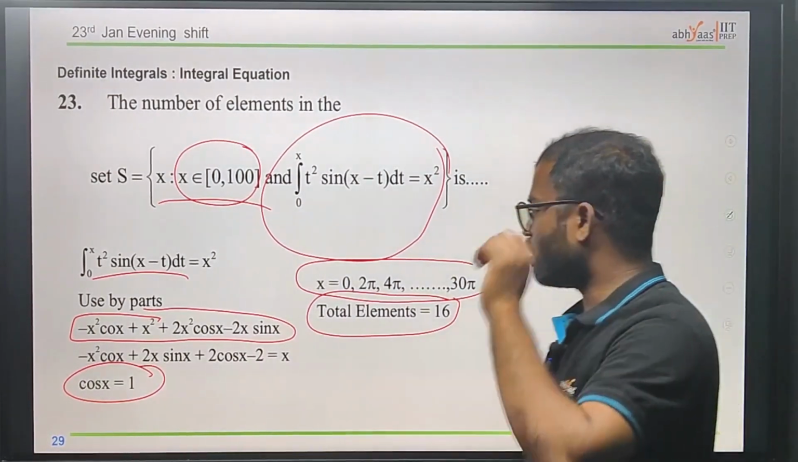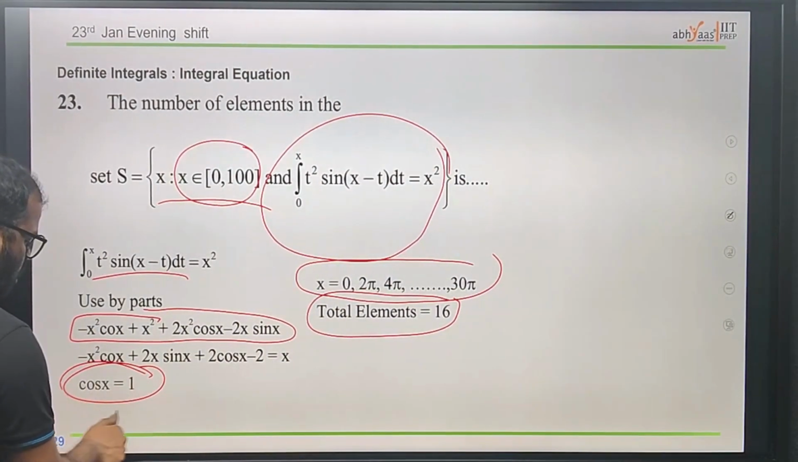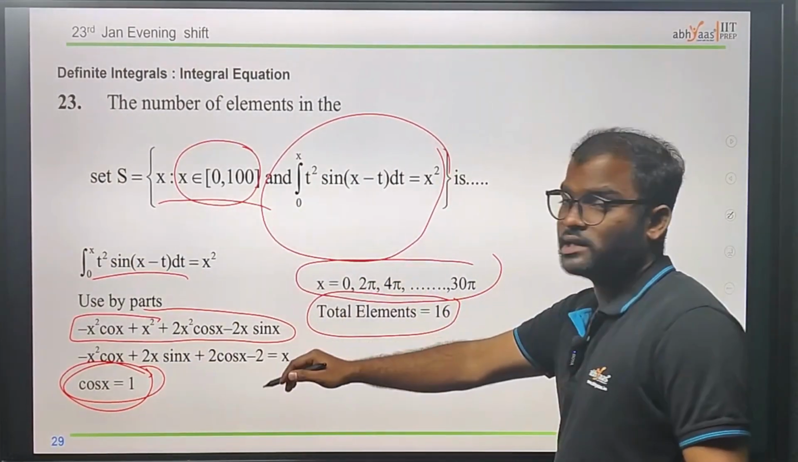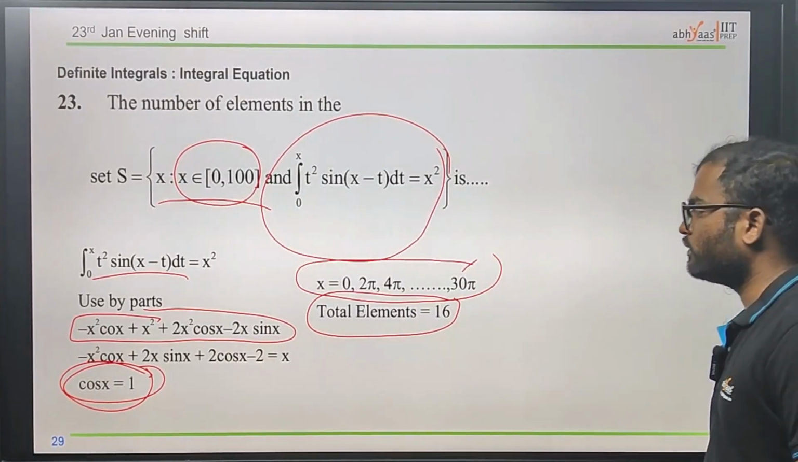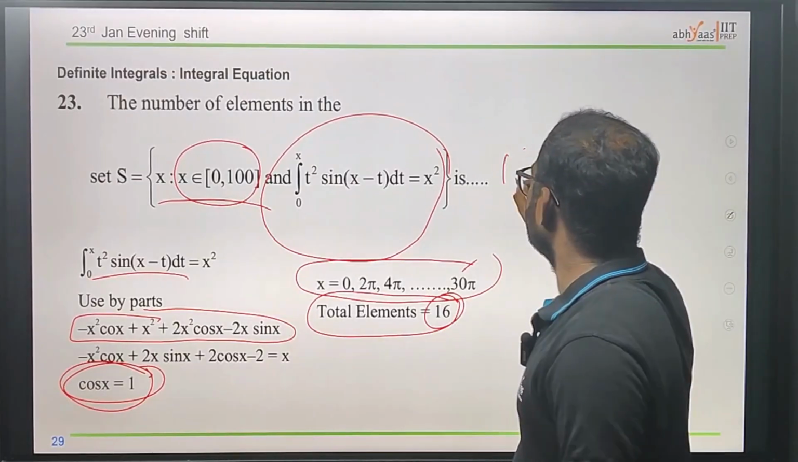Okay, see here how we got this. By trigonometric equations, we know how many values of cos x will be satisfied, which is 0. For the general equation we have 0, 2 pi, 4 pi and up to 30 pi. Up to 35, just counting will give you the 16 elements. Therefore the number of elements is 16.